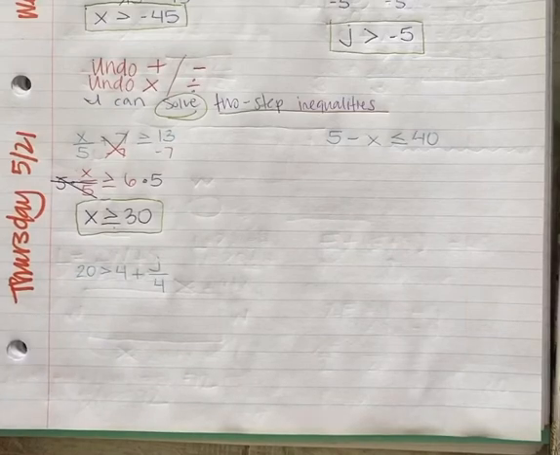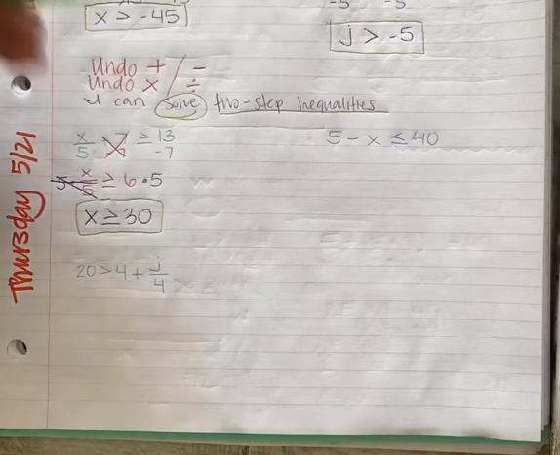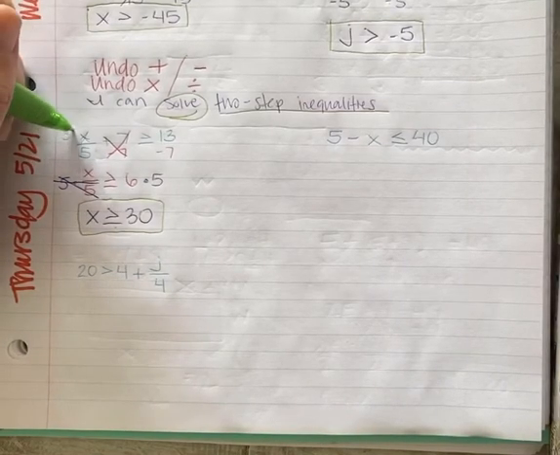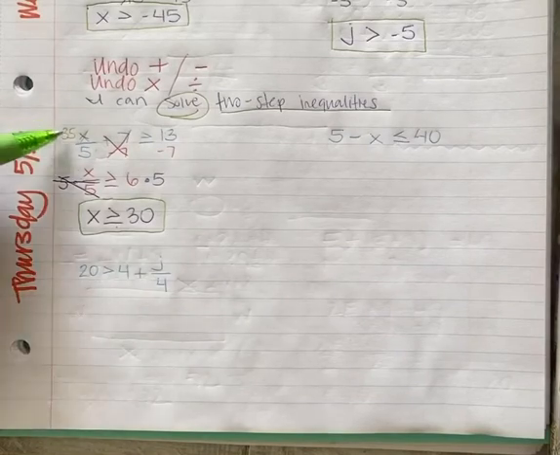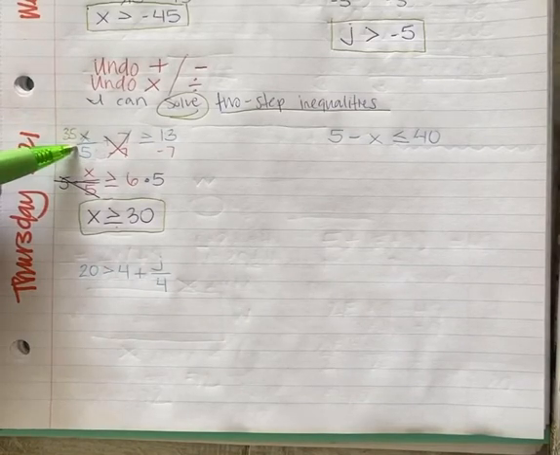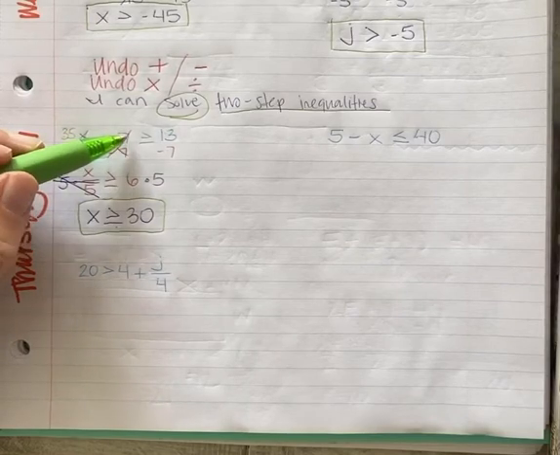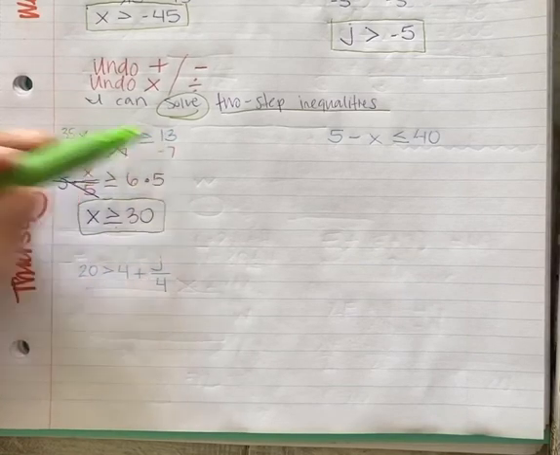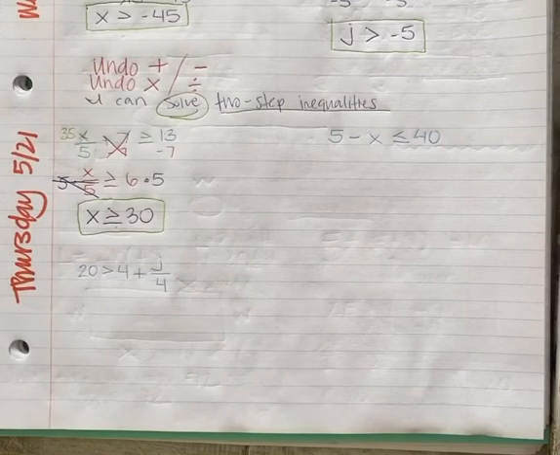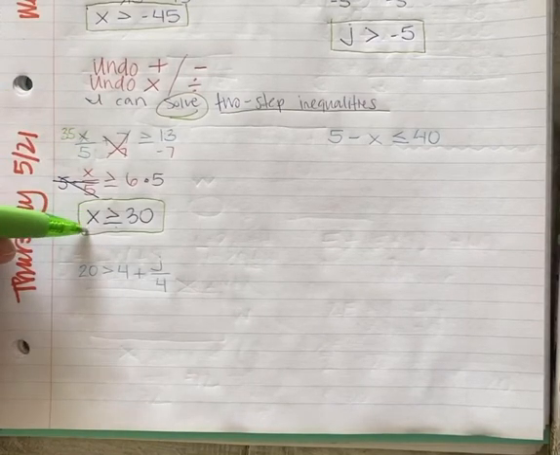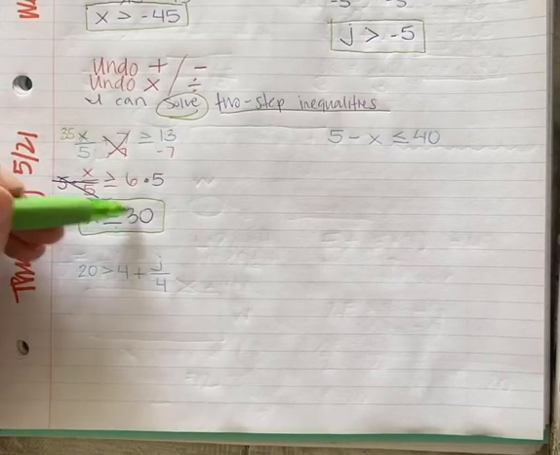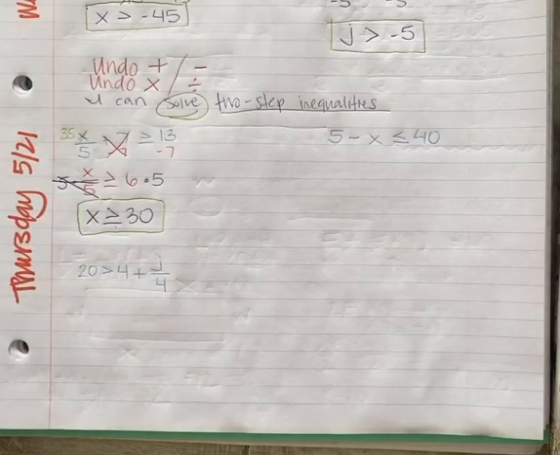Let's see if this works. Let's pick a number that's greater than 30. Let's say 35. If I were to plug in 35 here, 35 divided by 5 is 7. 7 plus 7 is 14. Is 14 greater than or equal to 13? Yes, it is. So we prove that that works. So any number that's greater than or equal to 30 could represent x.